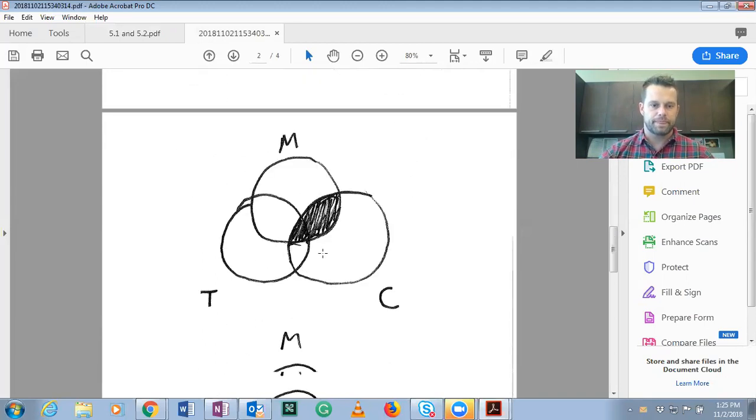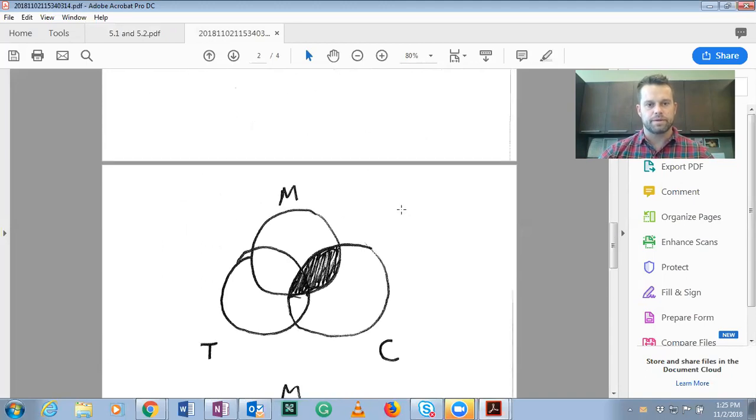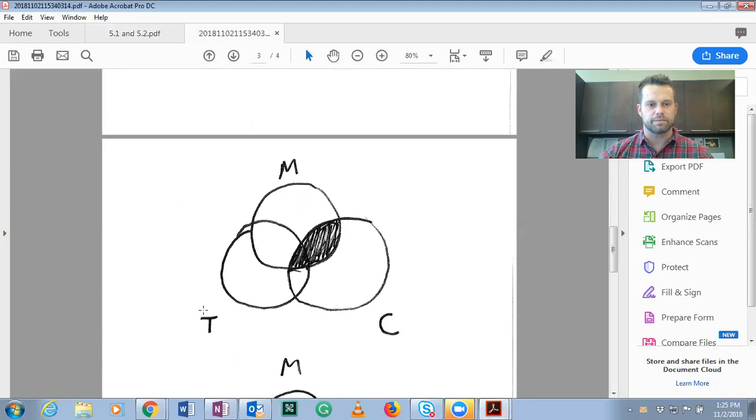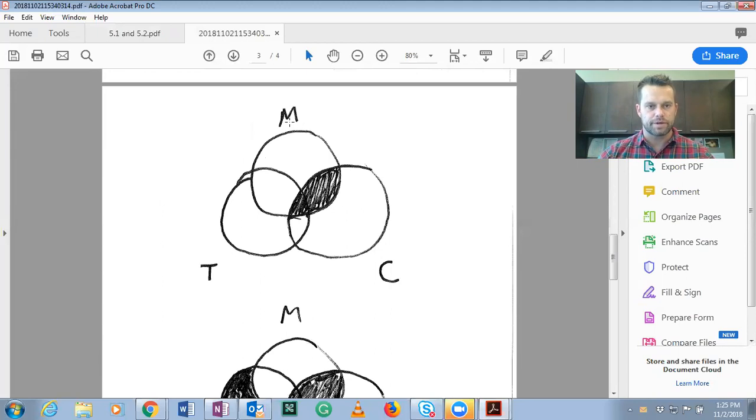No C is M. Okay, so remember, the middle term is the middle circle, the major term is the bottom right circle, and the minor term is the bottom left circle. So no C is M. All right, so here's our C circle, here's our M circle. In order for none of the C's to be M's, we have to shade in the regions where the C and the M circles intersect. Again, remember, when you shade, you are not indicating where things are, you are creating emptiness. You're showing where things are not. So no C is M, here we go.